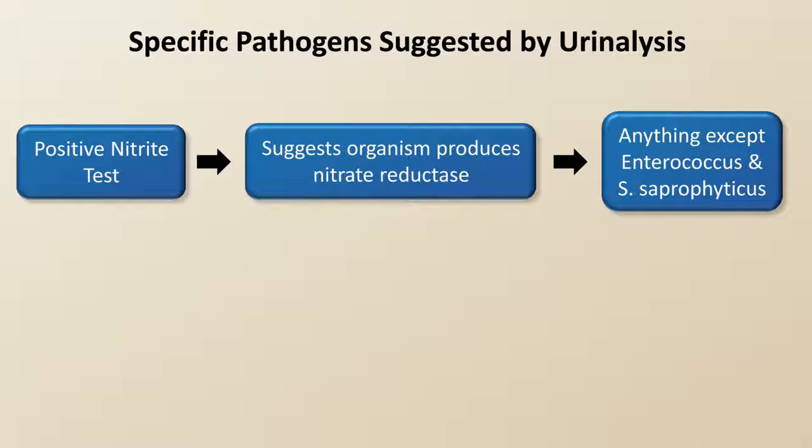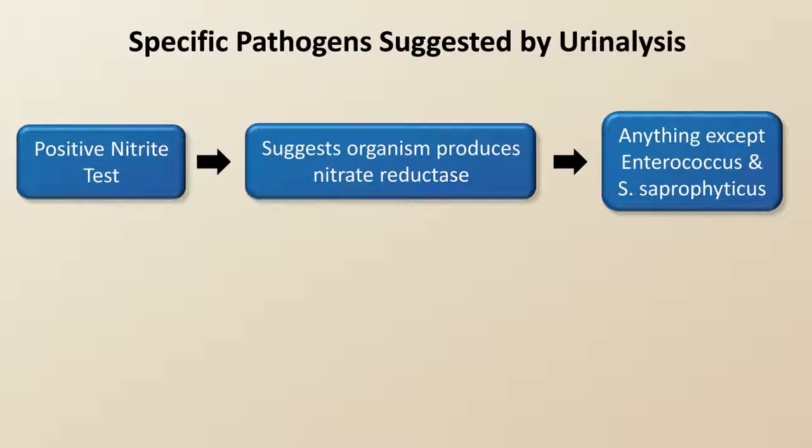Because the urine needs to dwell in the bladder for some time before the bacteria have an opportunity to reduce the nitrates, a negative test has a low negative predictive value for ruling out a nitrite-producing organism. In other words, a negative nitrite test can be seen with any bacteria, but Enterococcus and Staph saprophyticus rarely give positive nitrite tests.